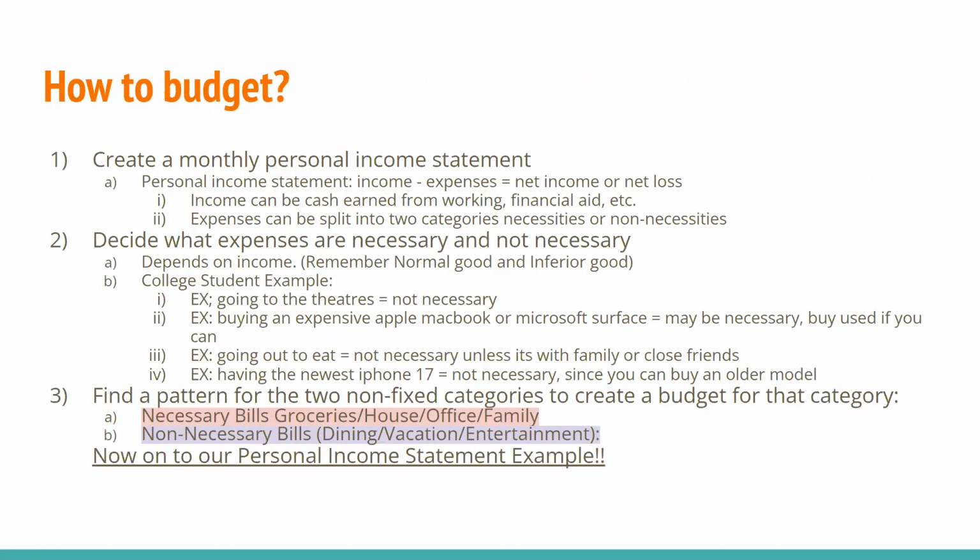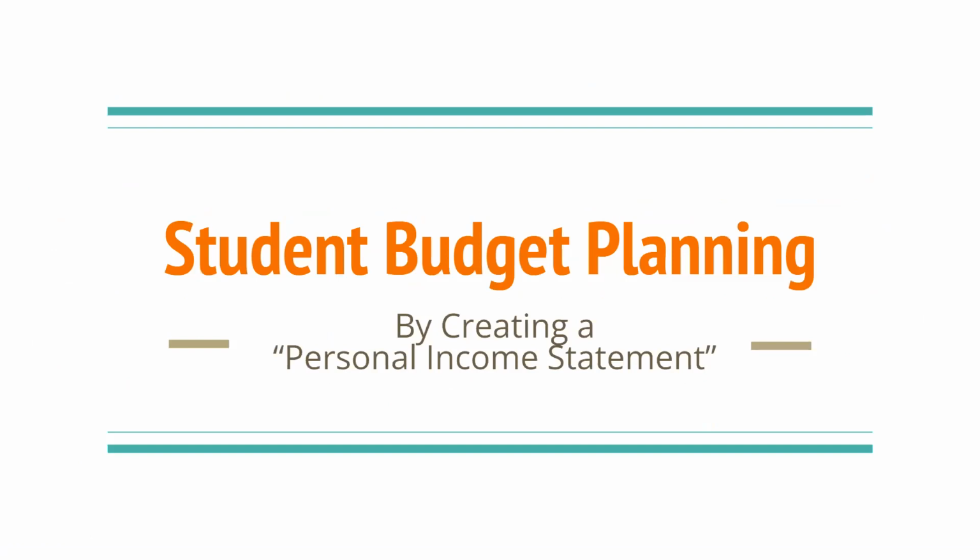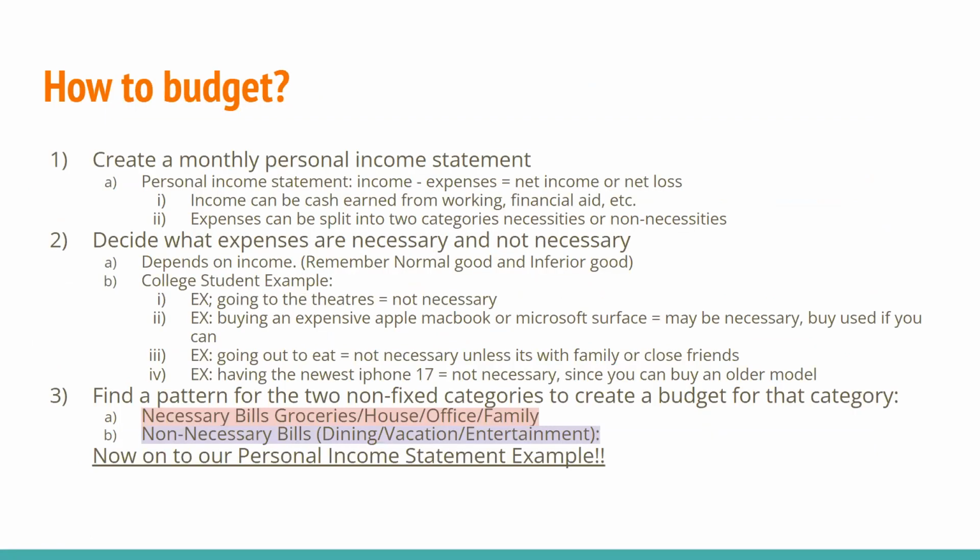Just a quick summary. Student budget planning, how to budget, steps 1, 2, 3: create a monthly personal income statement, decide what expenses are necessary and not necessary, and then find a pattern after 3 or 4 months for the two non-fixed categories, which is necessary bills and non-necessary bills.